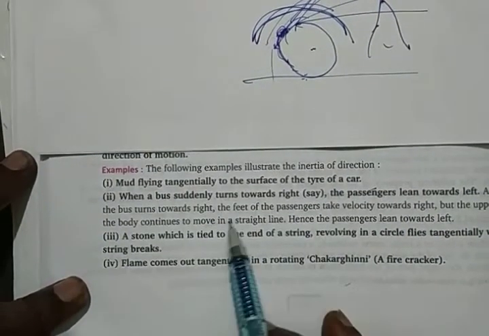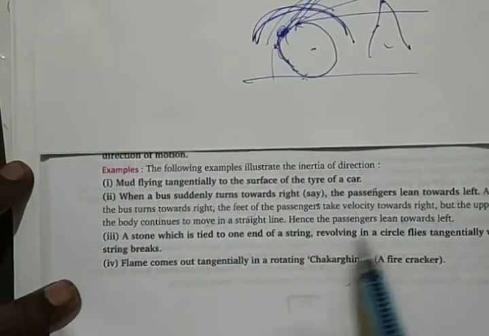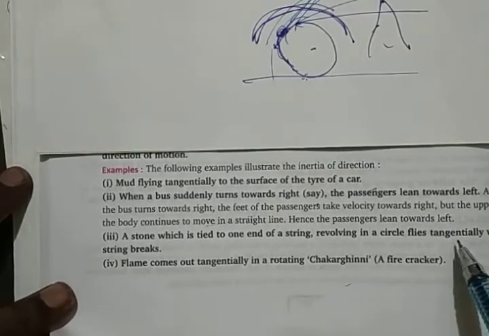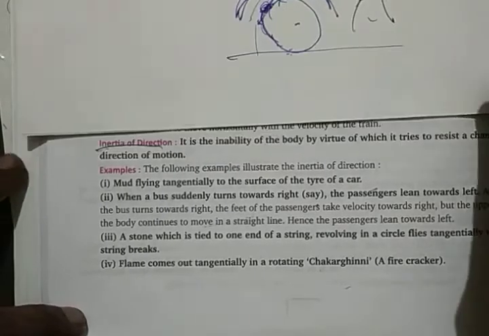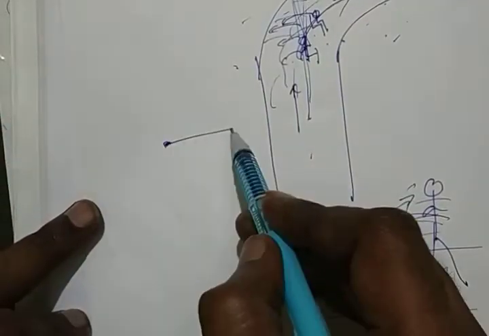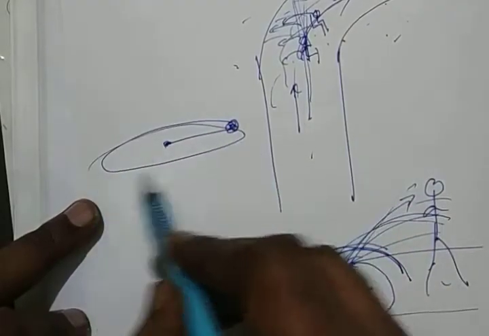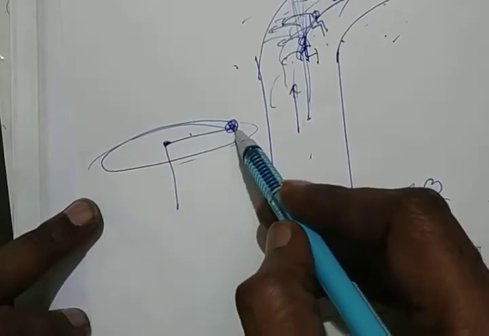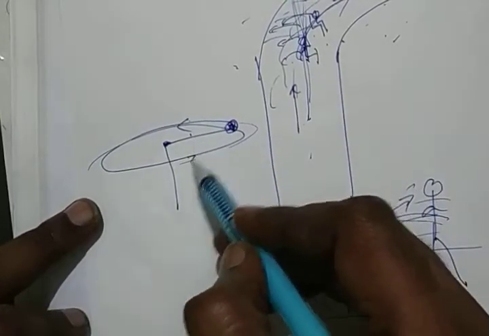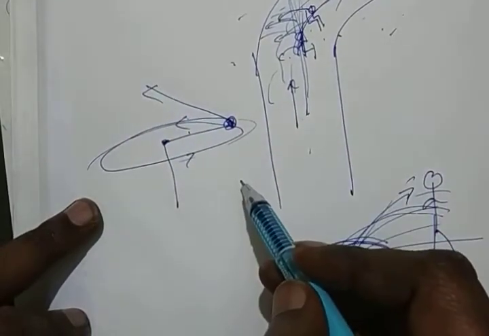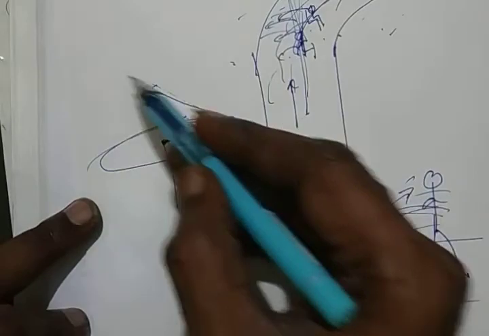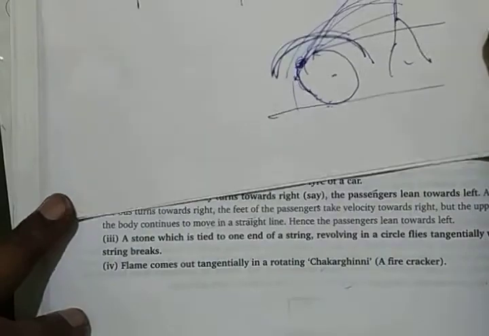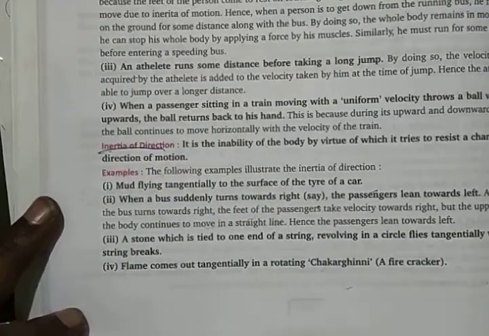When the bus suddenly turns, as I already told, the passengers lean leftwards. A stone which is tied to one end of a string, revolving in a circle, flies tangentially when it is released. So you have a string and there's a stone here. When you are revolving this one, as soon as you let go, what happens? If this is the direction of motion, it starts going in the tangential manner because it wants to continue going in the same direction where it is. It doesn't want to go in the turned path. So these are all the various examples.